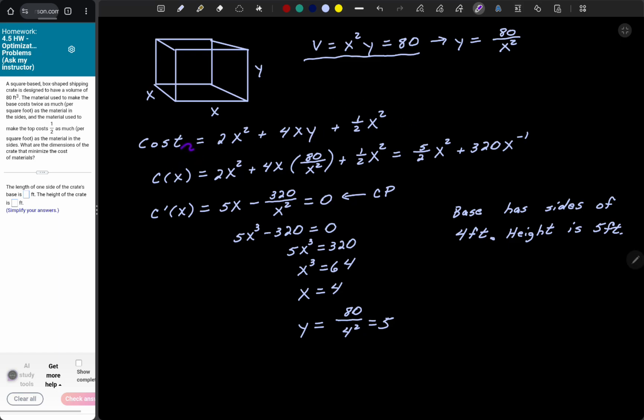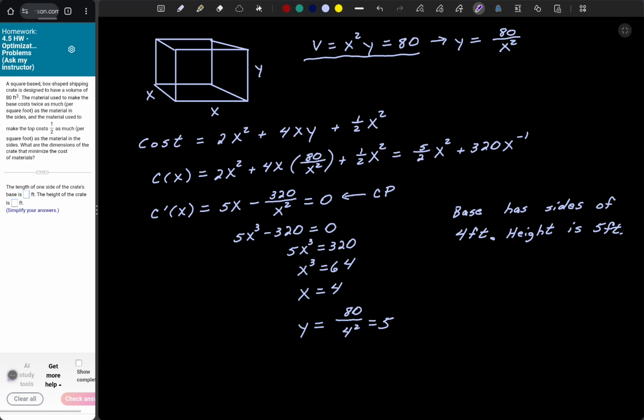I needed to get the cost function in terms of x. That's where we let y equal 80 over x squared. If y is equal to 80 over x squared, then your cost function ends up being 2x squared plus 1/2 x squared, for 5 over 2 x squared, plus 4x times 80 over x squared, which simplifies to 320x to the negative 1. Now we need to take the derivative of that and set it equal to 0 to find the critical points that could yield a minimum for the cost function.